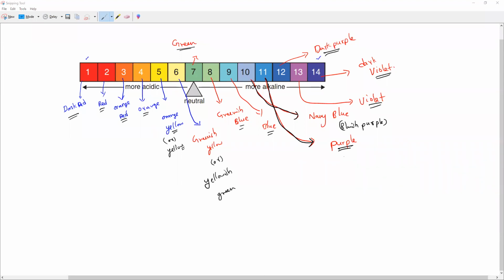Anyone having any doubt, you can ask. Each and every one of you needs to learn these colors. Based upon these colors, they will ask you so many questions in the exam. Tomorrow, we will study the importance of pH in our daily life. And then we'll go to the third part of the chapter, the most important one, which we call salts. Salts and production of salts, 100% guarantee question in our board exam. It is a very, very serious and most important concept.